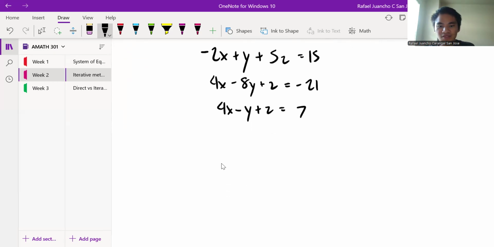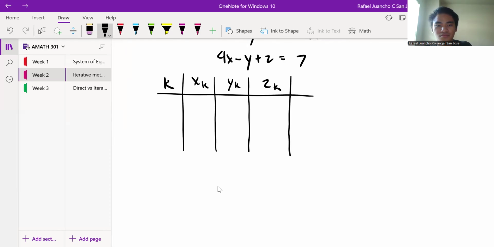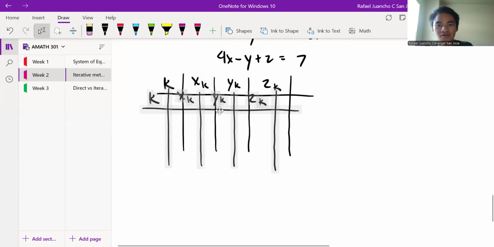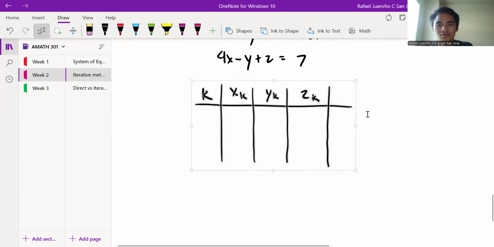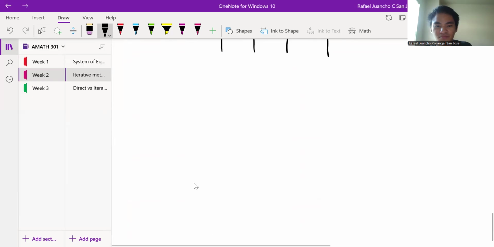Okay, let's see. So if we actually do a table, we do xk, yk, zk. Okay, finally. So if we actually do a table here, and we start with an initial guess of 1, 2, and 2.